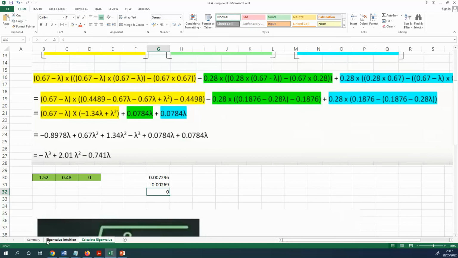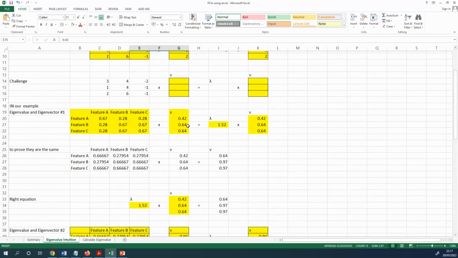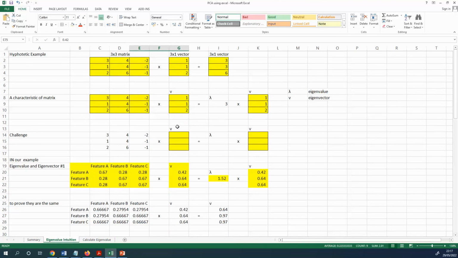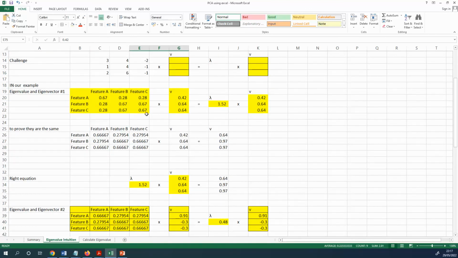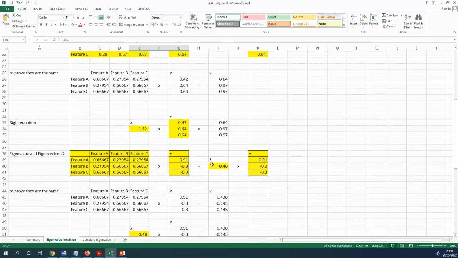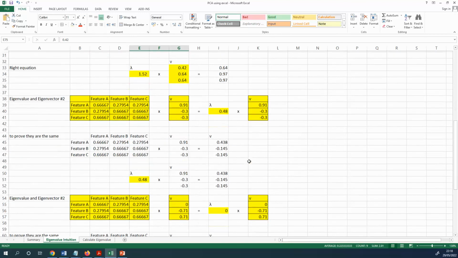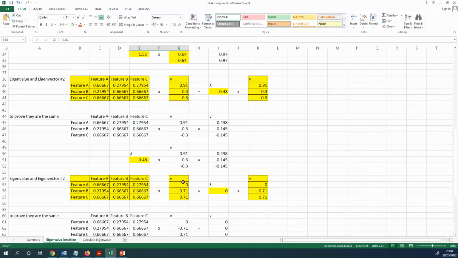After we identify the eigenvalue, next we need to identify the eigenvector. So the concept is like this: the covariance data times the eigenvector equals the eigenvalue times the eigenvector. So in here, for the first lambda, this is the eigenvector that we identify. For the second lambda, this is the eigenvector. And for the third lambda, this is the eigenvector.